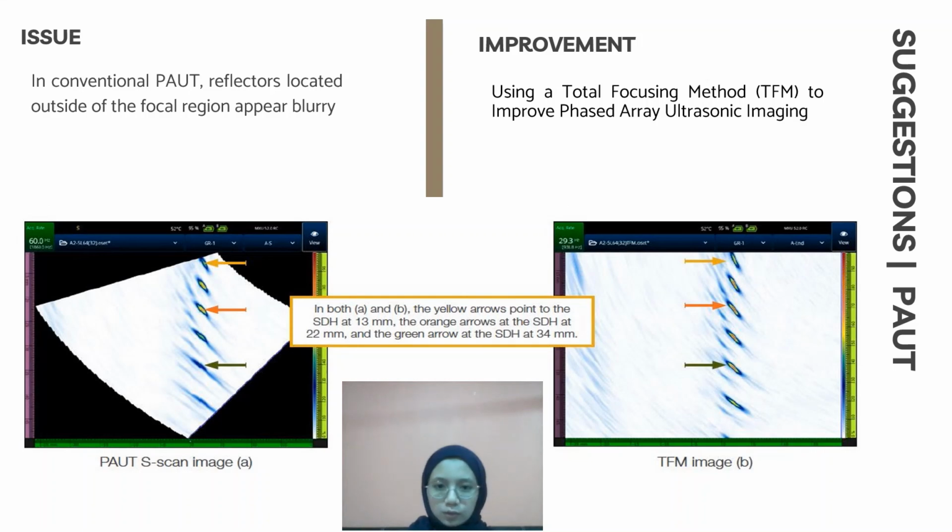As an example from the picture obtained from an experiment, the phased array ultrasonic testing image shows that the side drilled holes, or SDH, located far from the focalization depth appear distorted and with a lower amplitude. Using the TFM image, each one of the SDH appears with an optimal resolution.